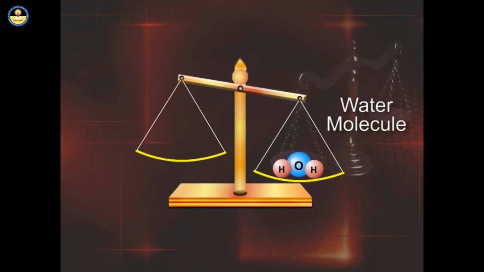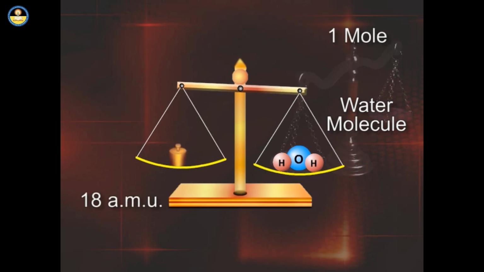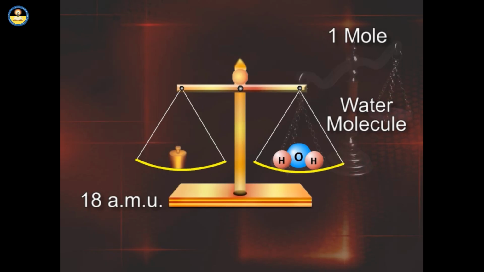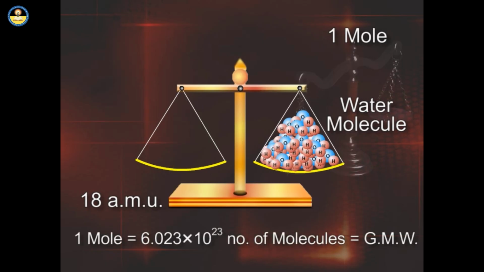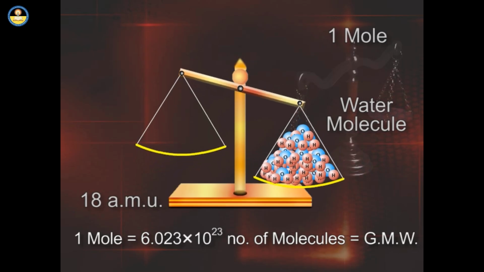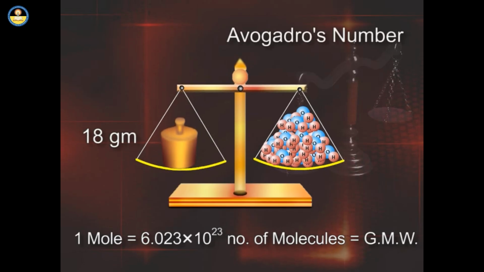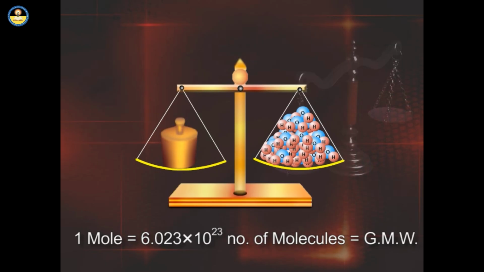Let us take another example of a water molecule. One water molecule is equal to 18 atomic mass units. This means that 6.023 multiplied by 10 to the power 23 water molecules will weigh 18 grams, which is equal to Avogadro's number. This also means that 1 mole is equal to 6.023 multiplied by 10 to the power 23 molecules, which is equal to 1 gram molecular weight.